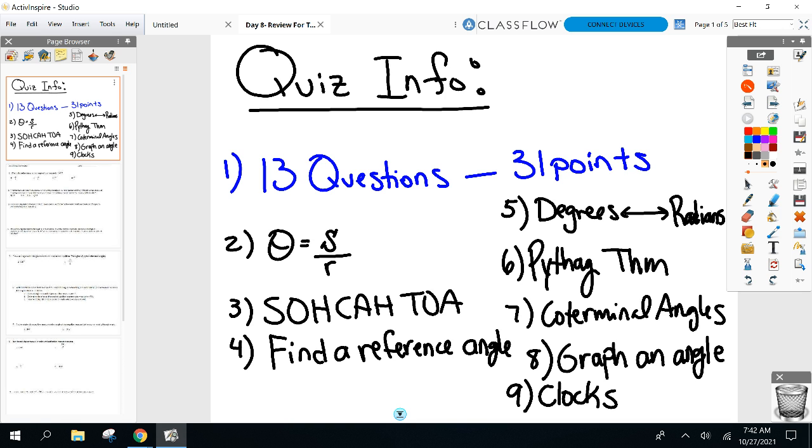All right, so I've got theta equals s over r, SOHCAHTOA. I tried to go through every question on the quiz and write down the topic. A topic could show up a couple of times on the quiz, but I just wanted to let you see all this, and then I can find a question on your review that matches it. But again, you have all the Delta Maths.